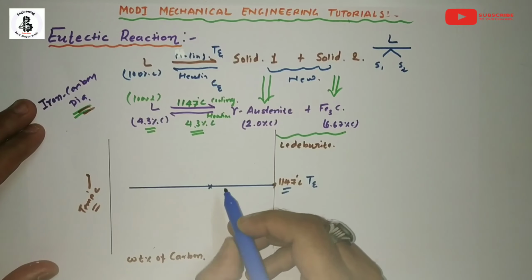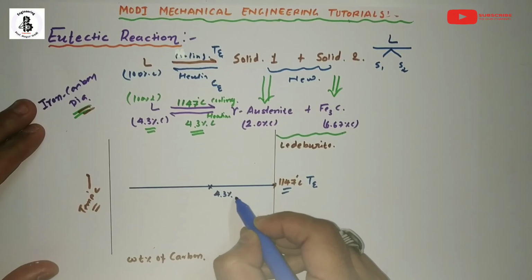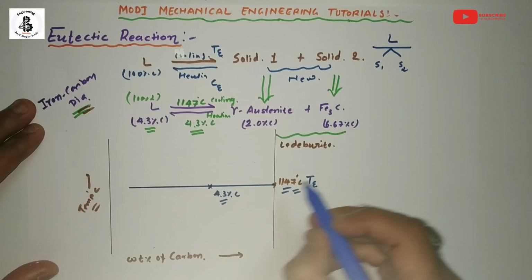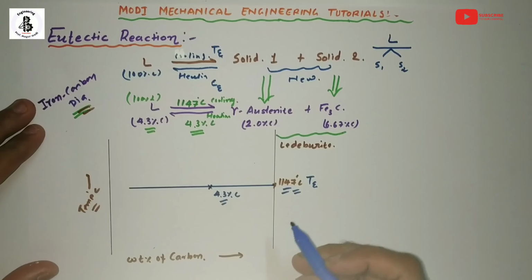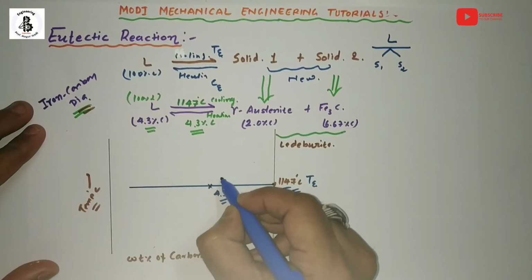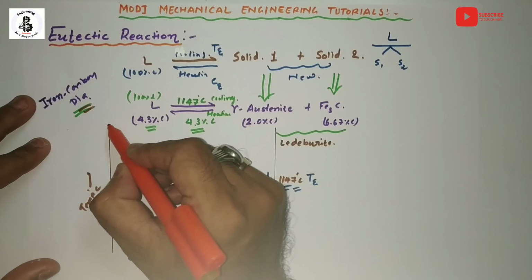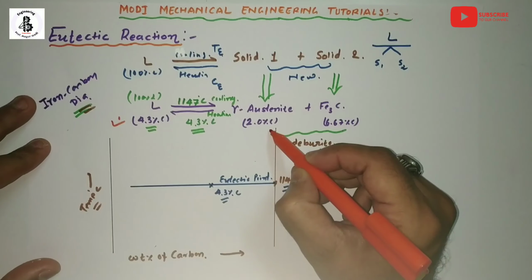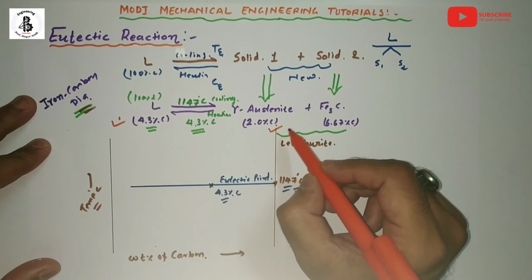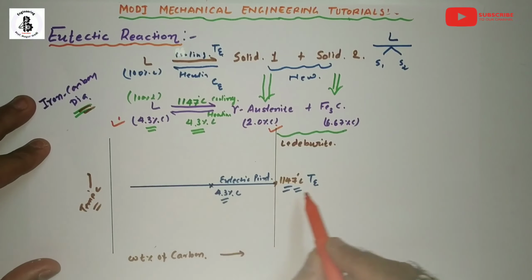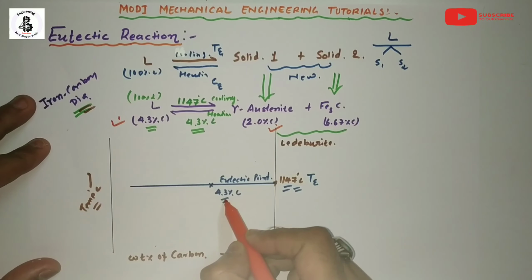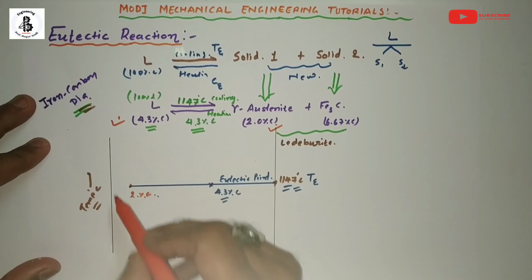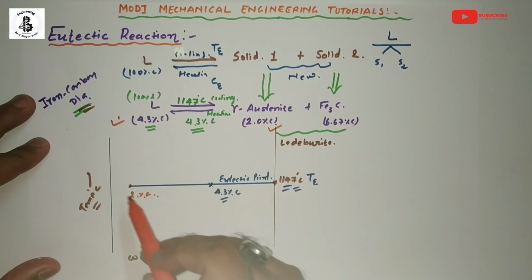So let's make a point at 4.3% carbon. This 4.3% carbon at 1147 is the representation of the eutectic point. Now according to the eutectic reaction, the gamma austenite forms with a maximum of 2% carbon at 1147, which is the 1147 line, and here is the 4.3. So you can make a point for 2% carbon, which is the 100% solubility.